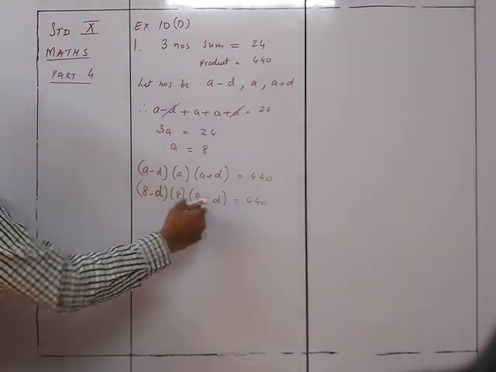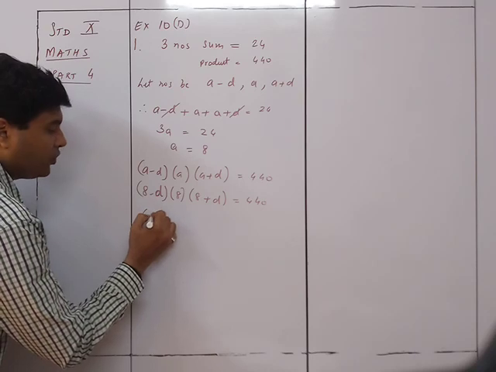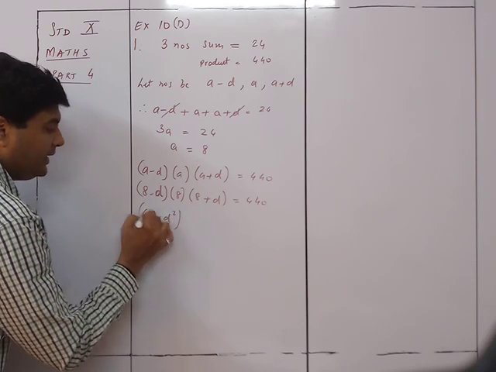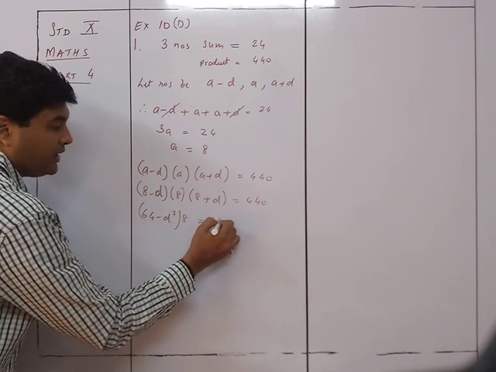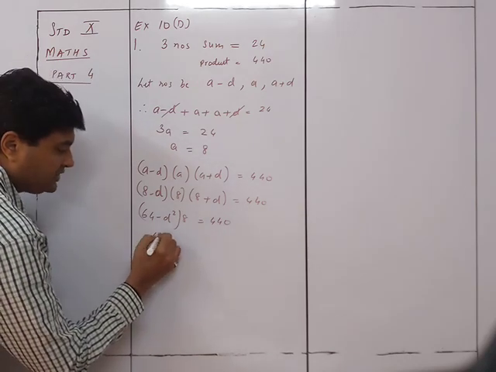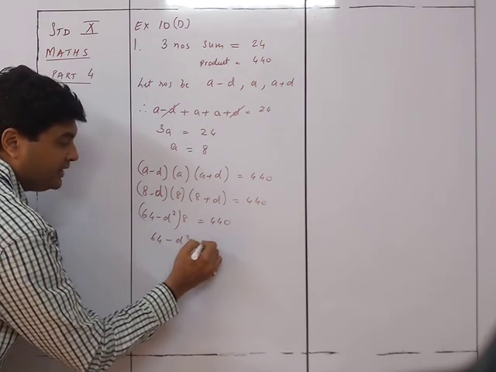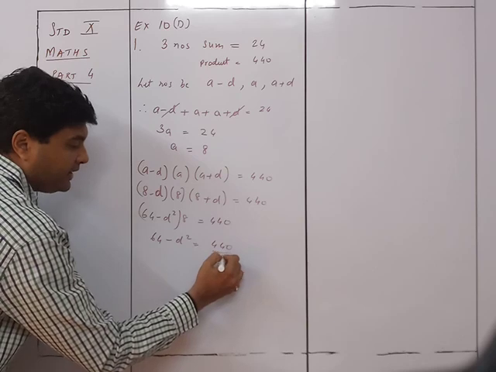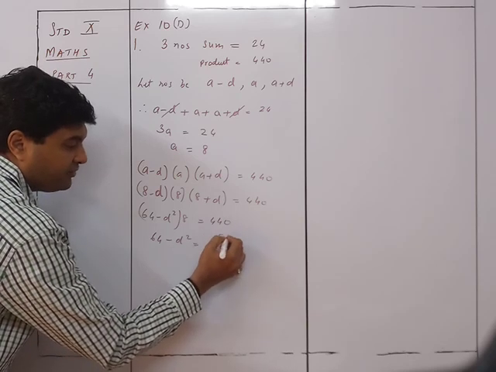Now we know (A plus B)(A minus B) is equal to A square minus B square, so it is 64 minus D square, into 8, is equal to 440. 8 we can take directly to the other side. So 64 minus D square is equal to 440 upon 8. So 8 fives are 40, and then 5s are 55.